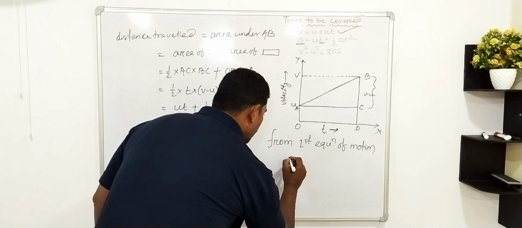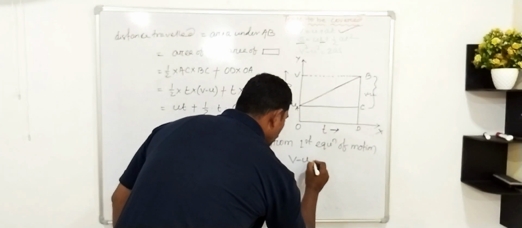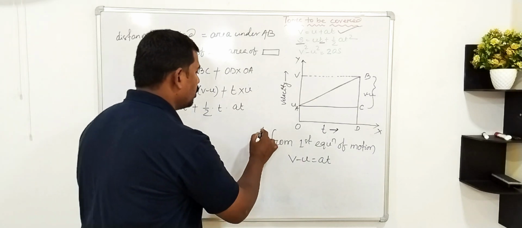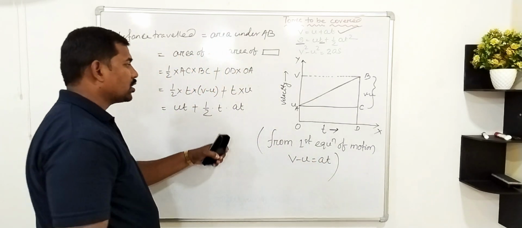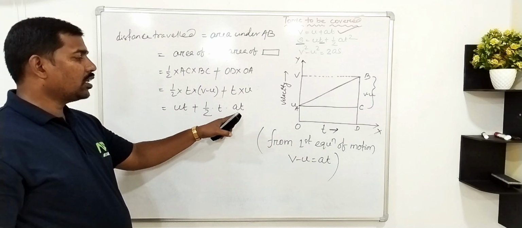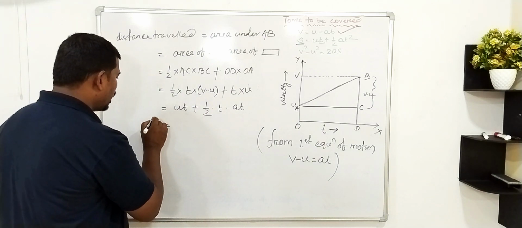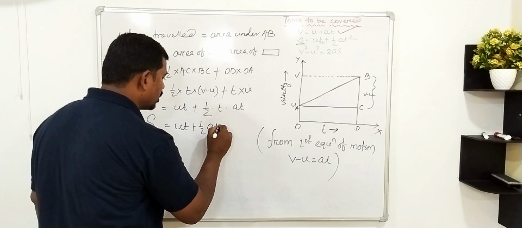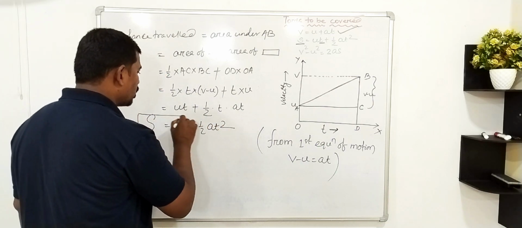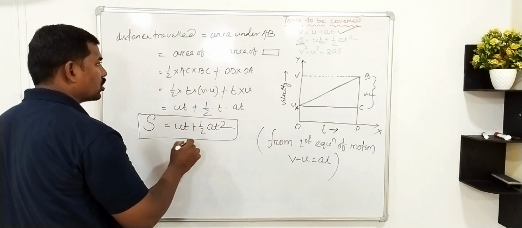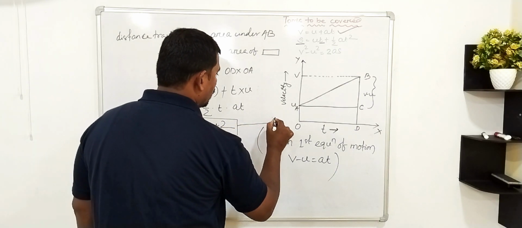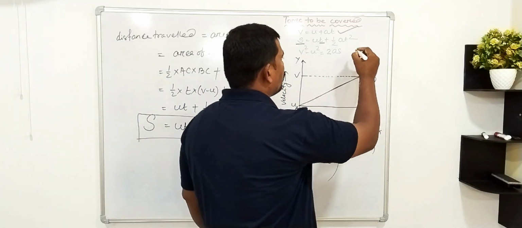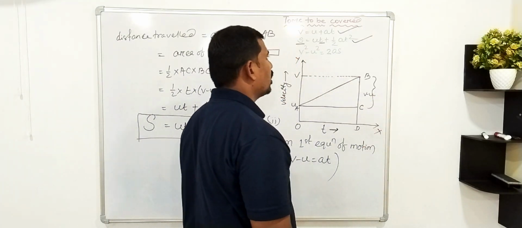From the first equation of motion we know that v minus u is equal to at. Now replace the value of v minus u as at. We will get s is equal to ut plus half at square. This is known as the second equation of motion, or you can say the position time relation.